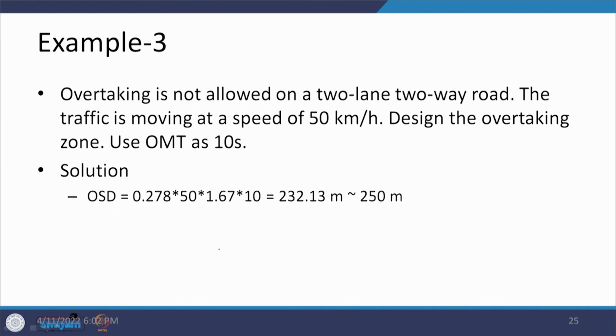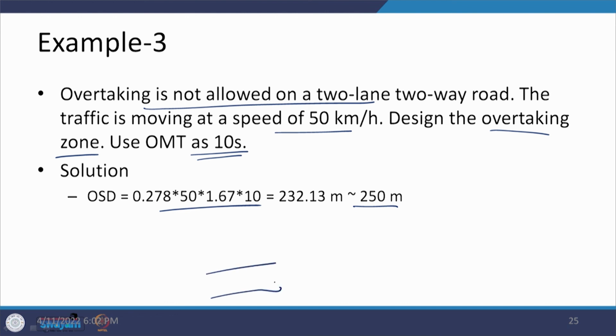This is another example with which we are going to close. It says overtaking is not allowed on a 2-lane two-way road with restricted conditions, and traffic is moving at a speed of 50 kilometers per hour. We have to find out what type of overtaking zone needs to be provided. The overtaking maneuver time at 50 kilometers per hour is 10 seconds. If we go with that, we get roughly 250 meters as the overtaking sight distance which needs to be provided. So, you have a 2-lane system.